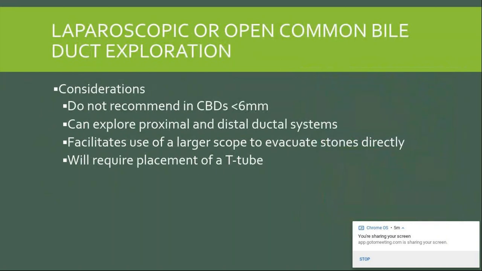Things to consider if you get into this debacle: it's not recommended in common bile ducts less than 6 millimeters in size, just because you don't want your ductotomy to be the circumference of your common bile duct and put yourself at risk for strictures. If you do a common bile duct exploration, you can explore the proximal and the distal ductal systems, whereas with the cystic duct approach, you would only be able to do the distal. And then you can actually do larger scope and larger stone evacuation.